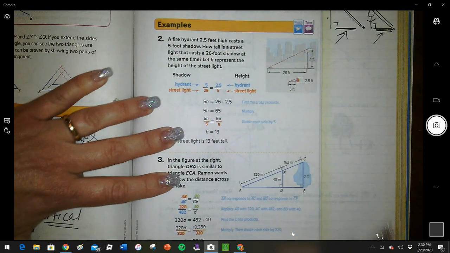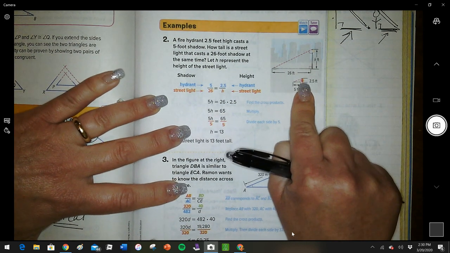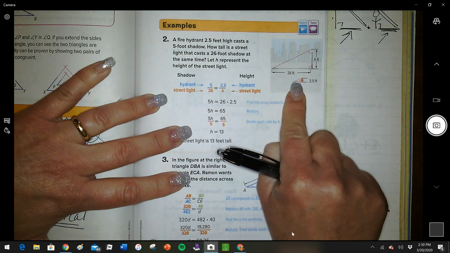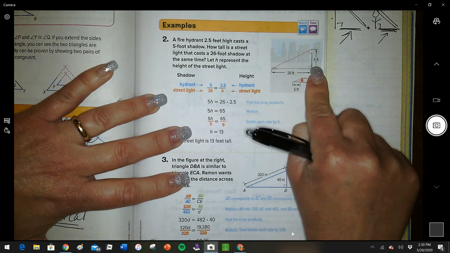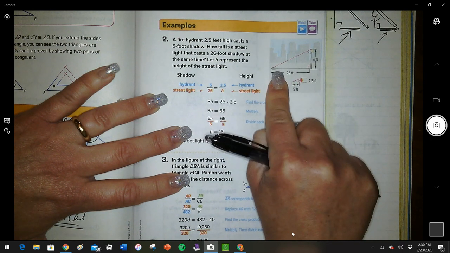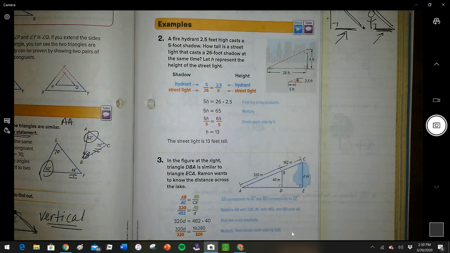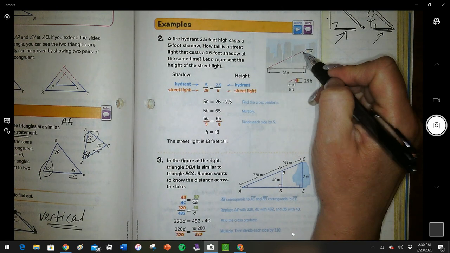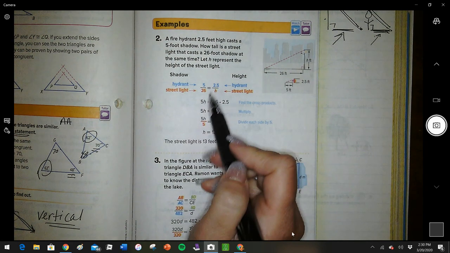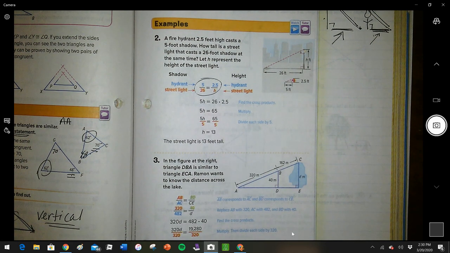Let's take a look at example number 2 and see what's happening. There's this little itty bitty fire hydrant that is 2.5 feet tall, and it's got a 5-foot shadow. Then there's a lamp post that is measured to have a 26-foot shadow. And again, the sun is shining at the same time, so these angles up here are the same from the sun rays. We can use a proportion or a ratio in similar figures and figure out how tall the light post is. And so that's what we do.